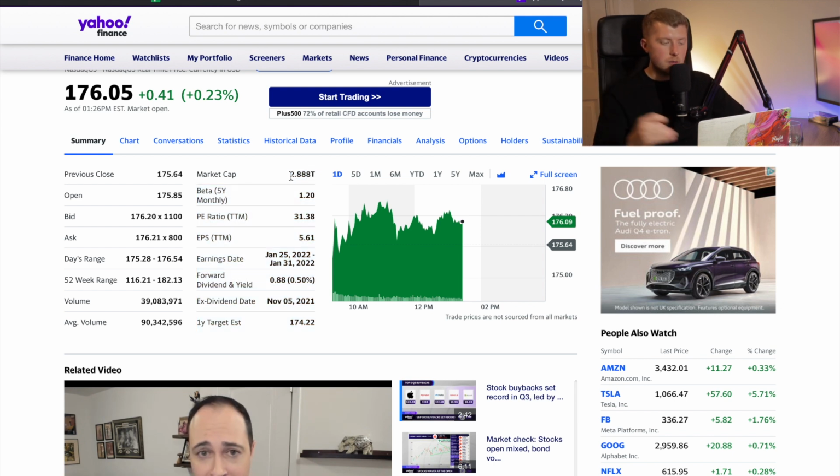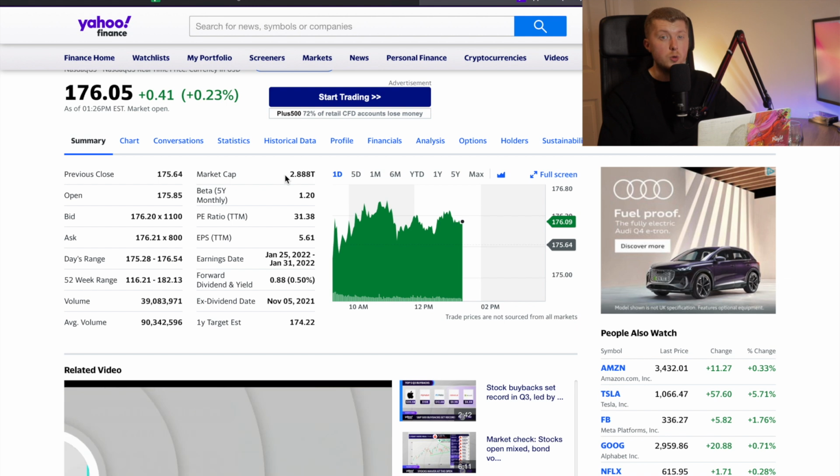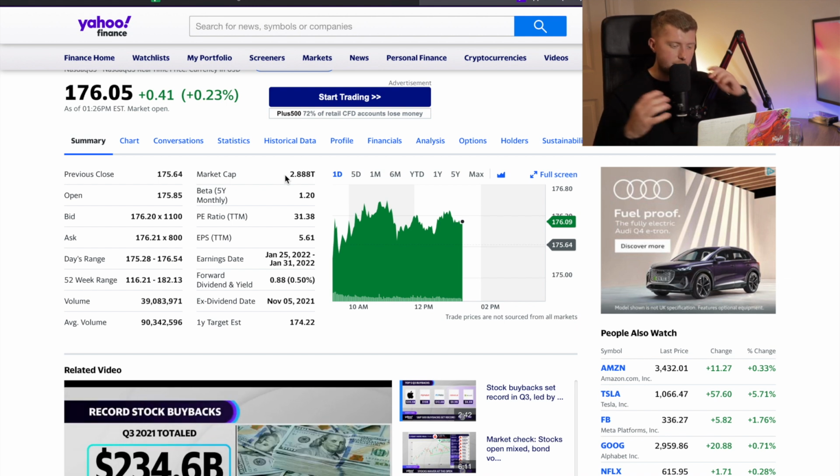Then next up, you've got the market capitalization of the company. Apple is the biggest company on the planet today with a market cap close to $3 trillion, which is just absolutely massive. Next up, we've got the beta of the stock, which is 1.2.